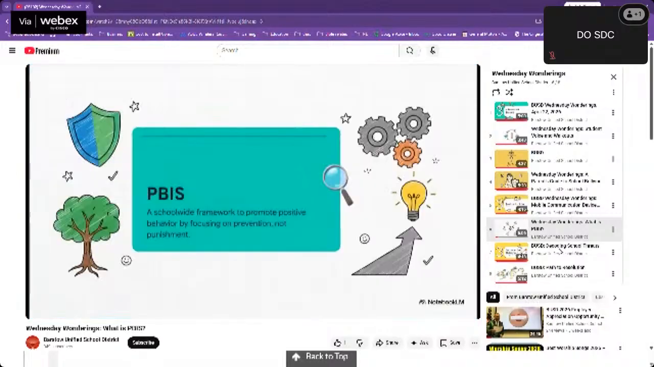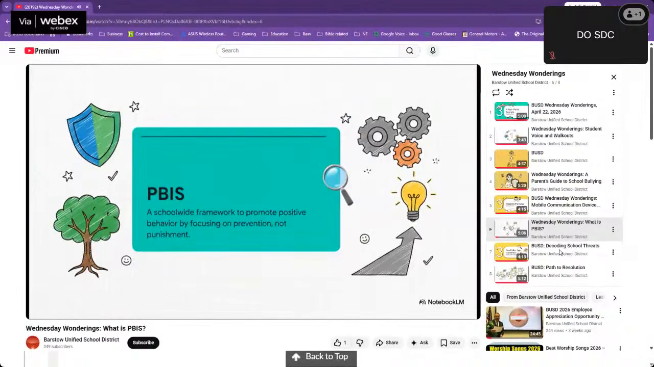So what is this thing really? Well, think of PBIS like an operating system for the entire school, and it applies to every student. It's not some special treatment or therapy. It's a whole framework designed to create a positive, safe environment.